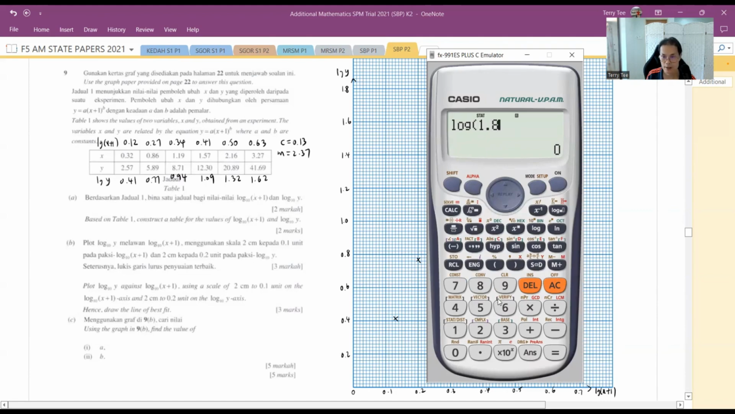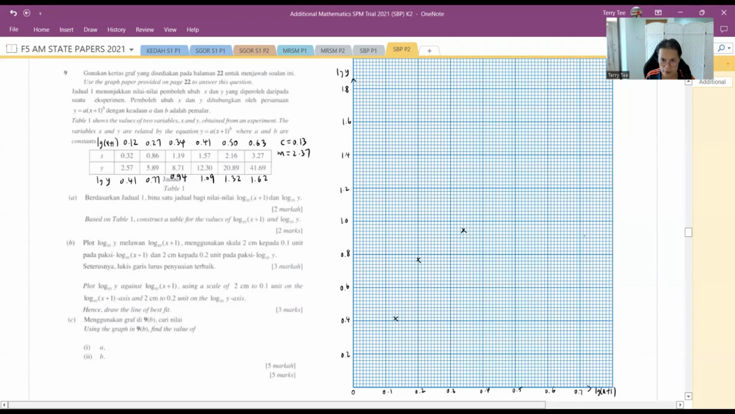This is 1.86. Let's just double check. 1.86. 0.27 is correct. Log 5.89, 0.77 is correct. But this one is a bit off. 0.77. This is 7. My 0.27, I put 0.2, sorry, 0.27. So it's over here, this point, slightly higher. It'll be hard to see. Yeah, this is 0.27. Sorry, I misread that point.